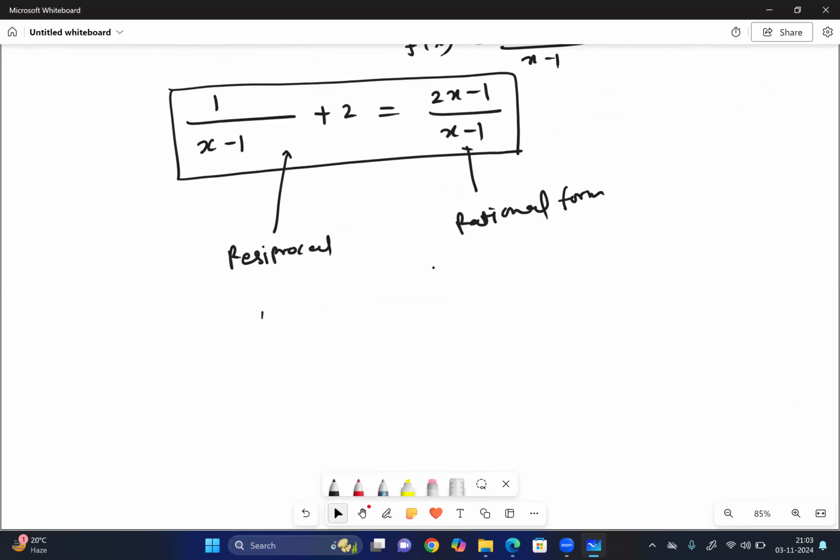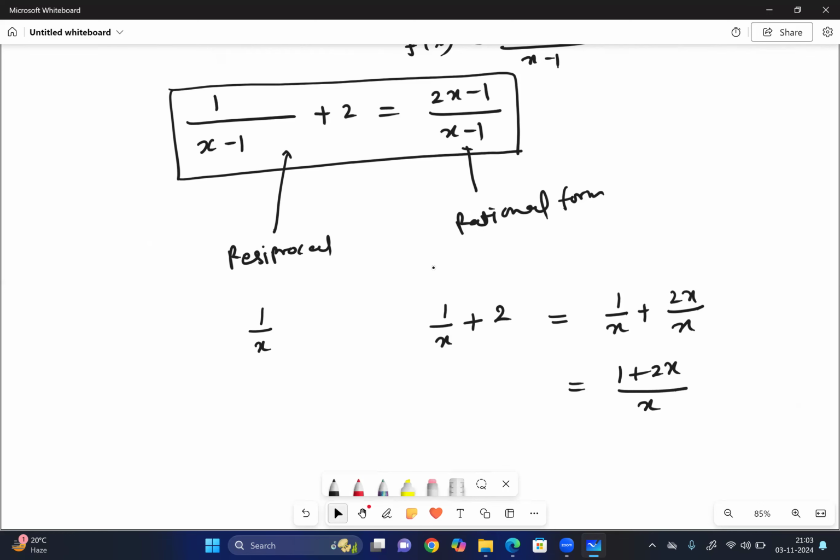Let's say 1 upon x is a pure reciprocal function. If I write plus 2 only, this will be reciprocal and rational: 1 plus 2x upon x. So 1 upon x plus 2x upon x gives 1 plus 2x upon x. It can be written in reciprocal form or rational form, either.